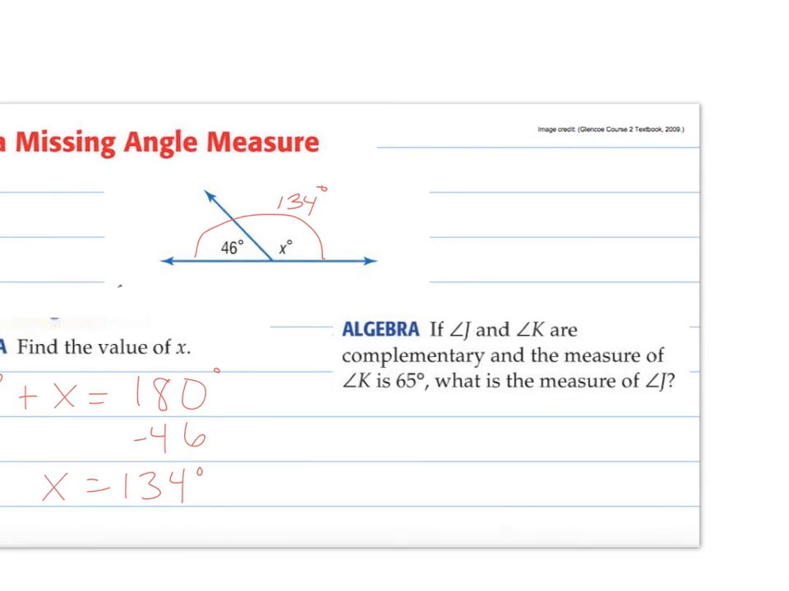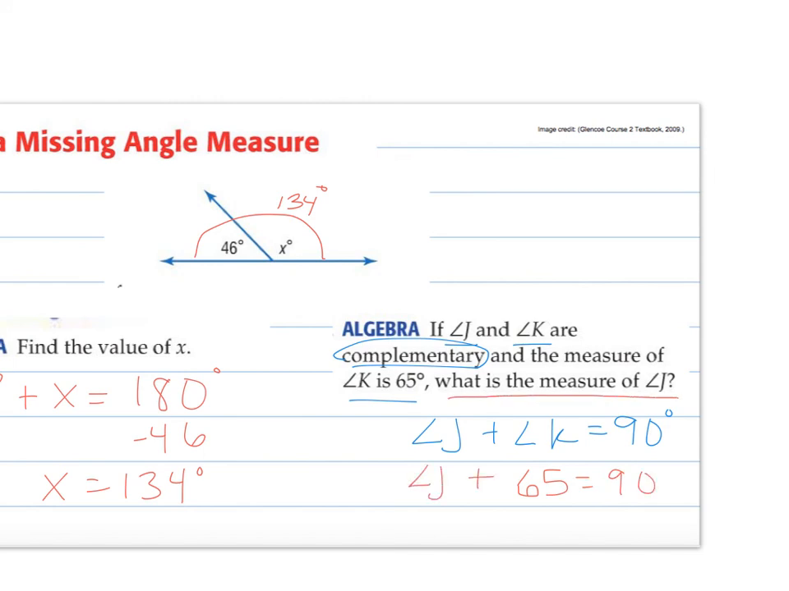Now one where I might have to draw a picture. If angle J and angle K are complementary, so that word right there tells me that angle J plus angle K should equal 90 degrees. Then it tells me angle K is 65. So all I do is replace angle K with its value. And it says, what's the value of J? So that's what we're looking for. So you can leave it like this or replace it with a variable. And that just means that without that 65, the remaining is the measure of angle J, which is going to be 25 degrees. So that says the measure of angle J is 25 degrees.